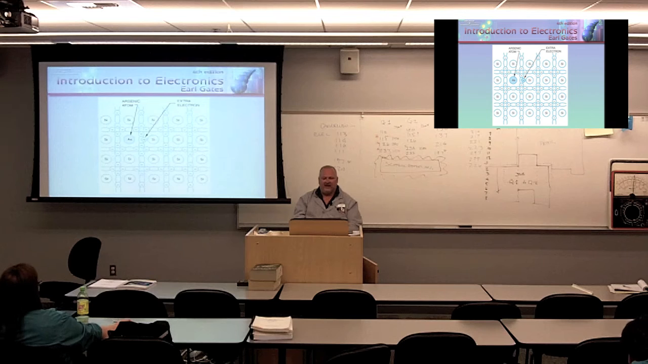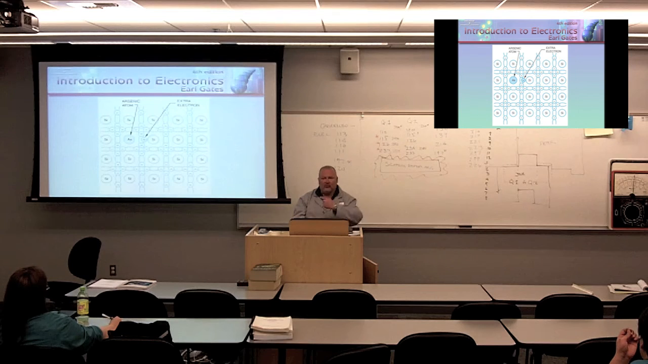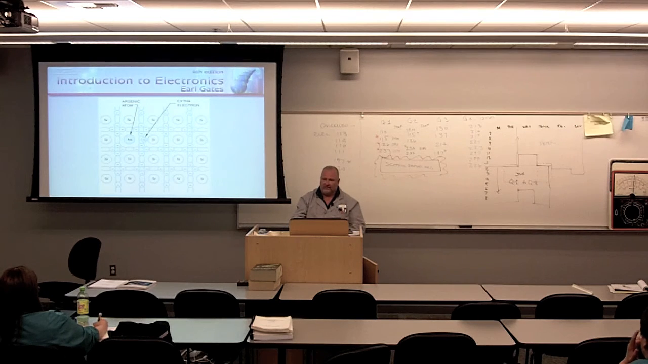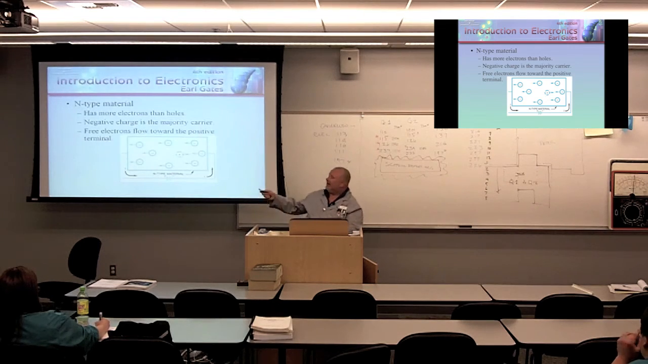Let me go back a slide here. Because arsenic is a pentavalent material, and we grew it in here. So we grew in an atom that's got an extra electron in its valence shell. Now it's sharing the orbit, if you will, with the adjoining silicon atoms, and it's grown right into the crystalline structure. So we're going to say that it has more electrons than holes. Negative charge is going to be what we call the majority carrier.